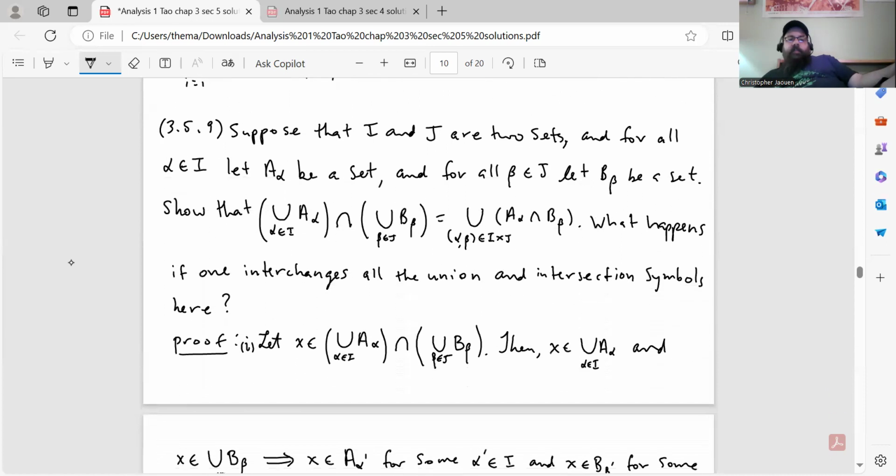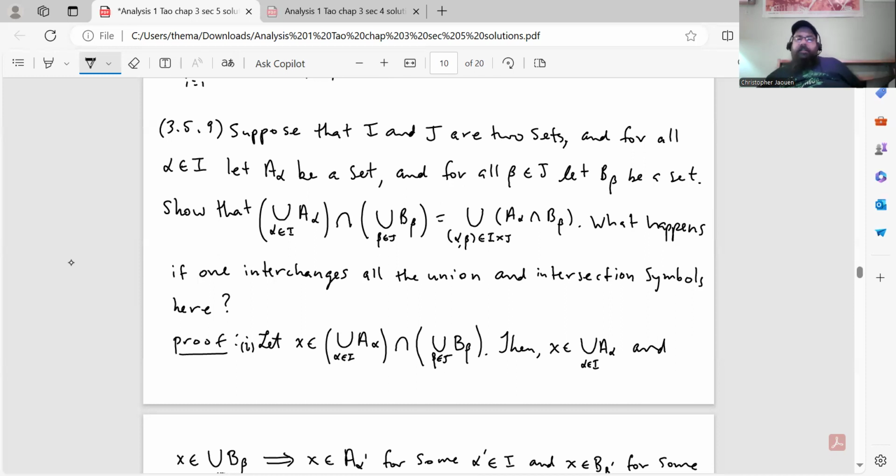All right, 3.5.9. Suppose that I and J are two sets, and for all α in I, let A_α be a set, and for all β in J, let B_β be a set. Then he wants us to show that the arbitrary union of the family of A_α intersected with the arbitrary union of the family of B_β is equal to the arbitrary union of the intersections of the A_α with the B_β. And what happens if one interchanges all the unions and intersection symbols here.